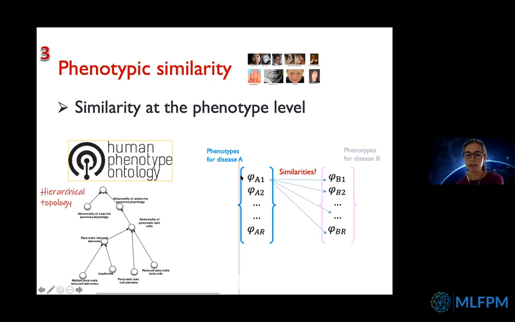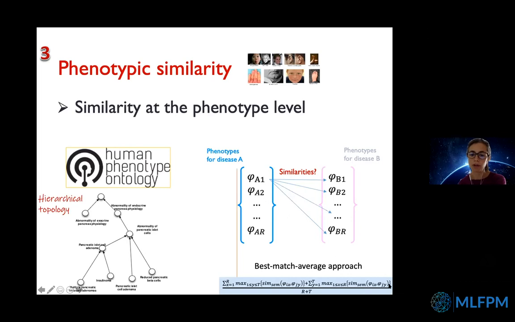And at the end, what we assess is the similarity between the two diseases by comparing the phenotypes. And we also exploit the ontology that organizes these phenotypes according to is-a relationships when we compute the similarities between the diseases. And for that, we use a best match average approach for combining these two pieces of information.